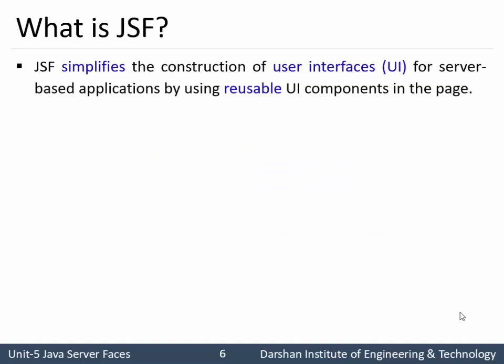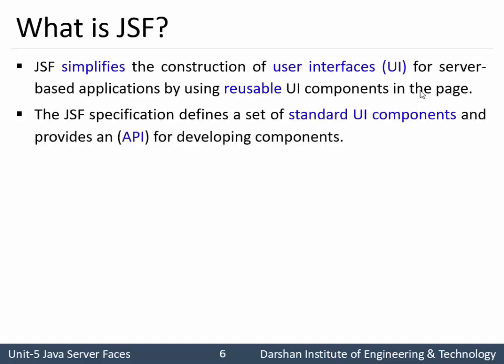Explaining JSF in detail. Point number 1. JSF simplifies the construction of UI, that is user interface, for server based applications by using reusable UI components in the page. So for the simplification of user interfaces, JSF technology is used. Next point. The JSF specification defines a set of standard UI components and provides an API for developing the components.